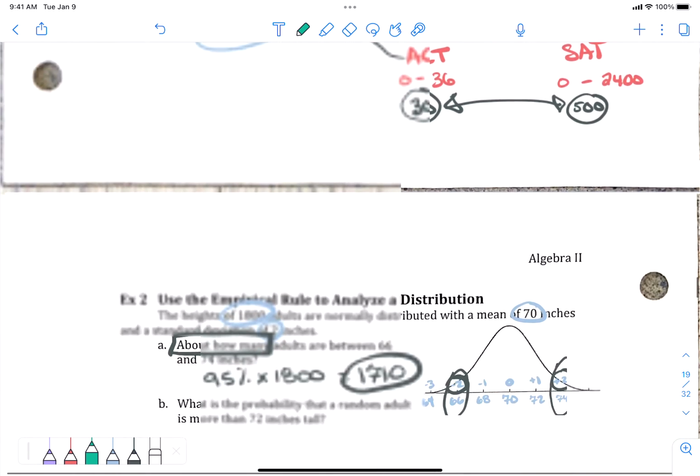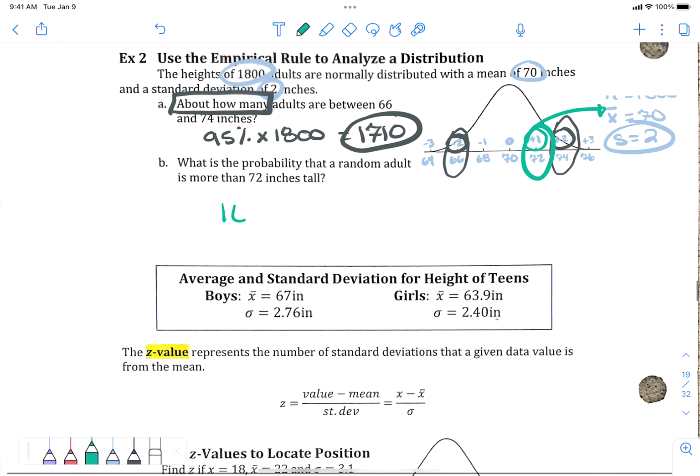That's it. Oh, wait, but it asks for probability. What is the probability that a randomly selected person is between that? So you could say 16 out of 100. I would just leave it as 16%. That's a probability, right? You can have a probability as a percentage. That's fine. Okay? Questions about this?